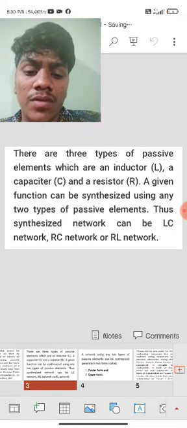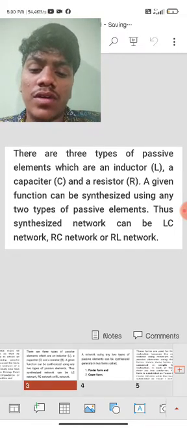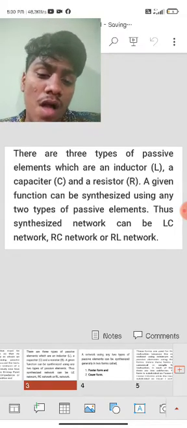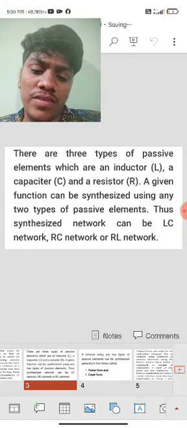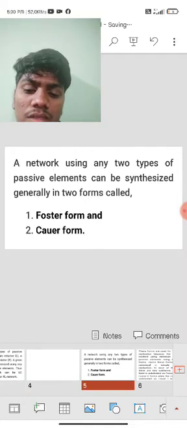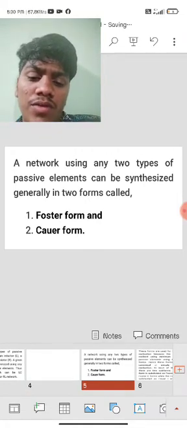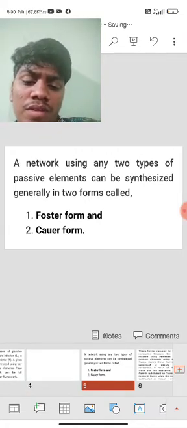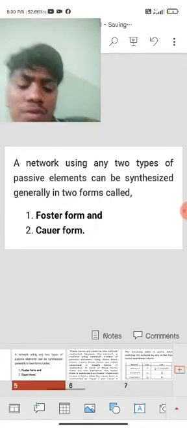There are three types of passive elements, which are an inductor L, a capacitor C and a resistor R. A given function can be synthesized using any two types of passive elements. A network using any two types of passive elements can be synthesized generally into two forms called Foster form and Cauer form.